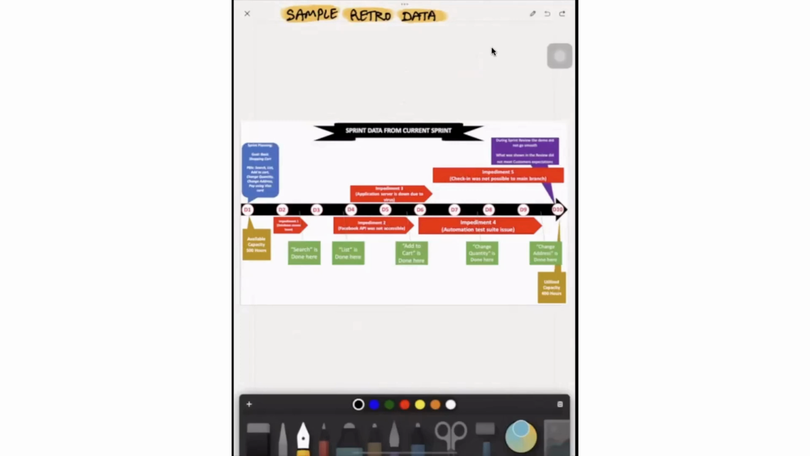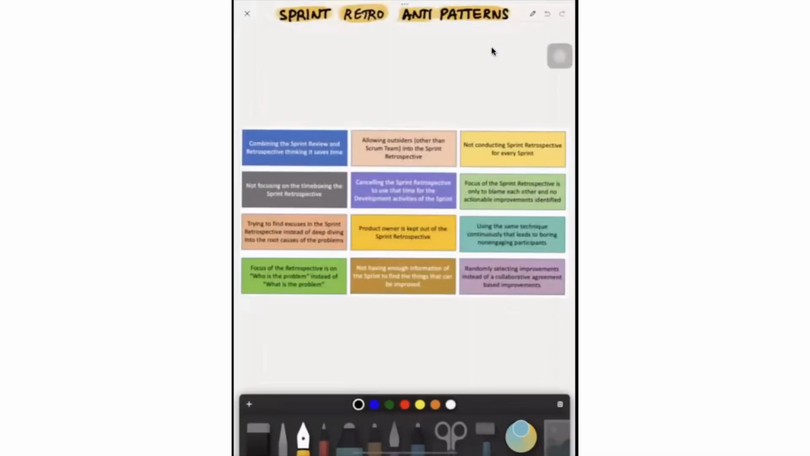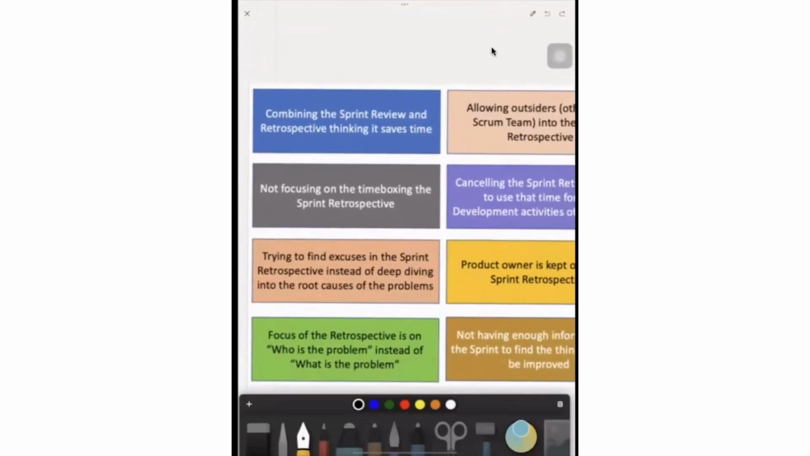Now, some anti-patterns which you should avoid. When I say anti-pattern, it is something that sounds good, but it doesn't give you valuable benefits. You should avoid these anti-patterns when you're running the retrospective. Let's see them one by one. Combining the sprint retrospective and review, thinking it saves time, is an anti-pattern because the purpose and participants are different for the sprint review and the retrospective.